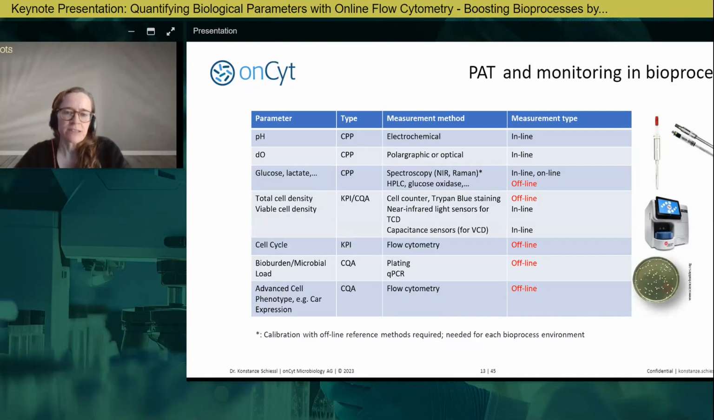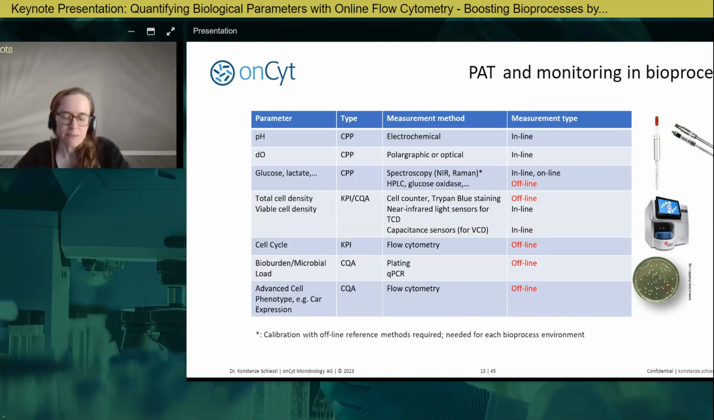And then we move down, and now we move to a KPI. I think in some processes it's also a CQA. For example, if you grow probiotic bacteria, this is already a product, so it's really important to know total and viable cell density.